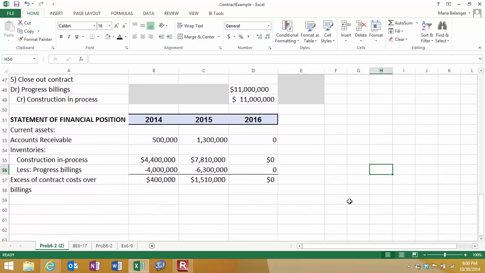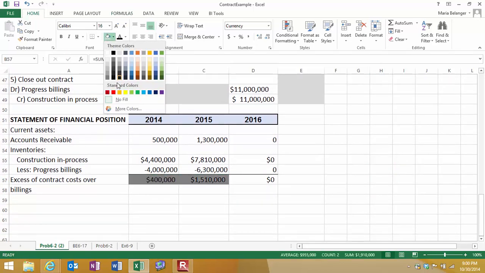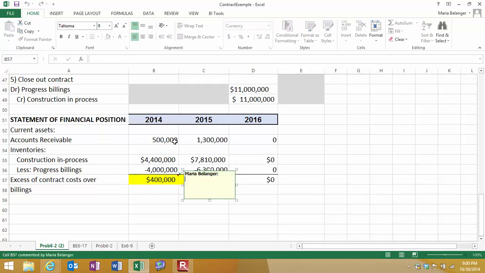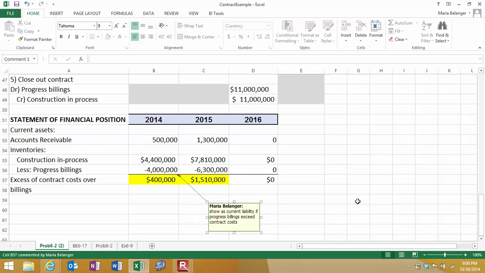So just one last little detail here. When we look at the presentation, what may potentially happen is if you have a negative amount here as the excess of contract costs over billings, if you have more billings than contract costs, what you end up having is a negative number here. That has to be shown as a current liability if progress billings exceed contract costs. This can happen, for example, if the contract required some large payments at the beginning to allow the contract to go and buy some supplies. That would typically happen in the early years of the contract.